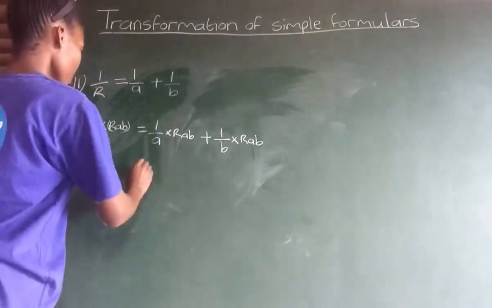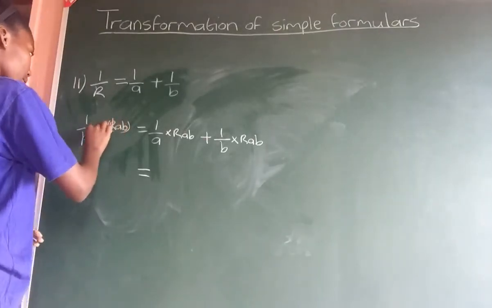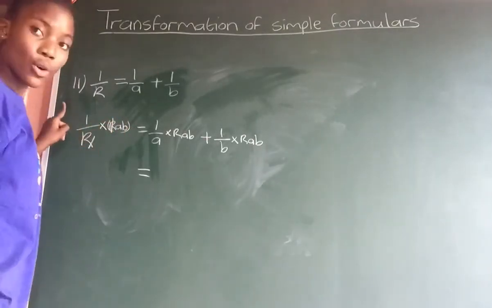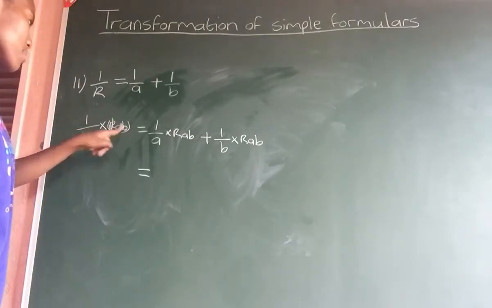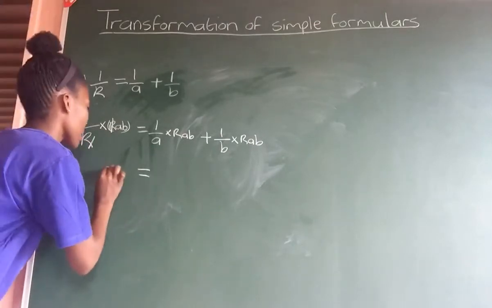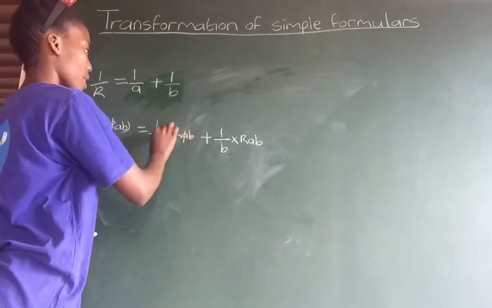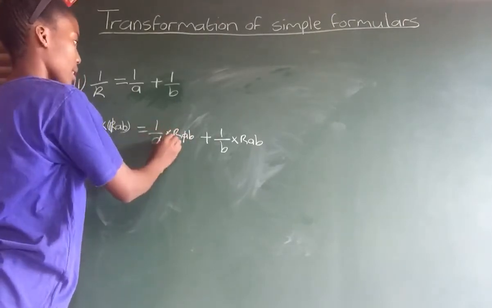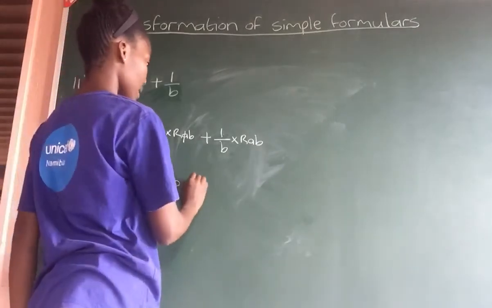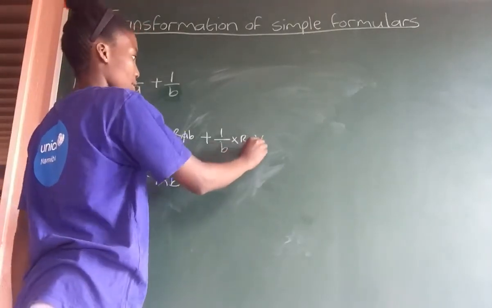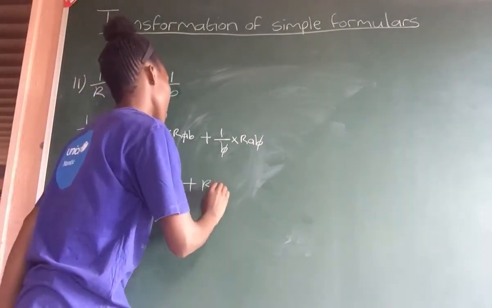Which is equal to, now on this side the r and the r cancel. We'll be left with 1 times ab. On this side, the a and the a cancel, you'll be left with 1 times rb is equal to rb, plus the b and the b cancel, you'll be left with 1 times ra is ra.